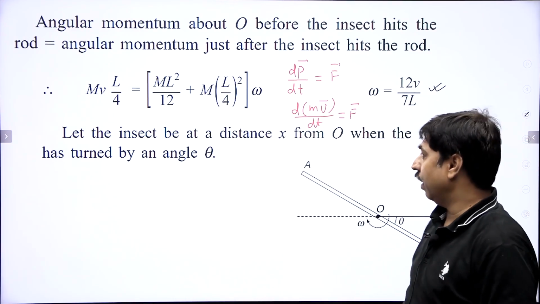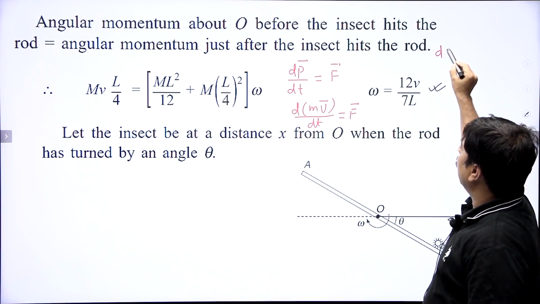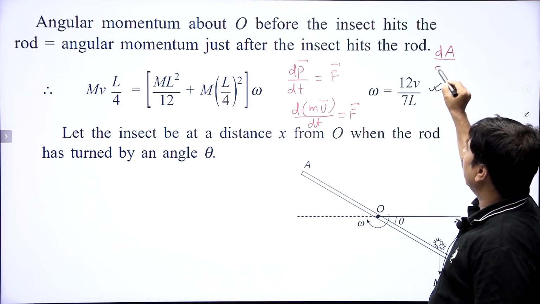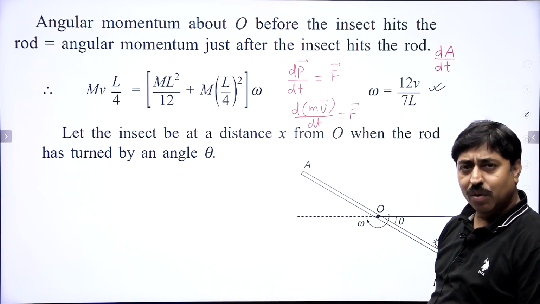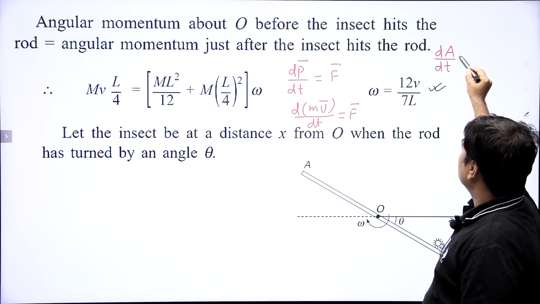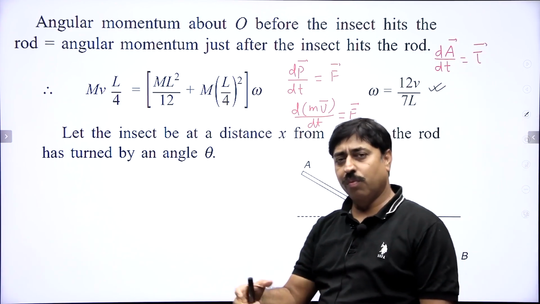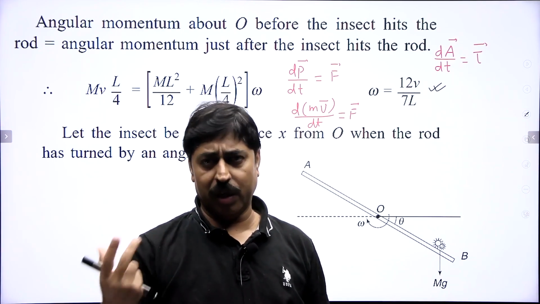In a very similar way, this equation, rate of change of angular momentum, I am writing angular momentum as a, because here L is the length of the rod, so I will write it as a. So rate of change of angular momentum of the body is equal to net external torque acting on the body. This is true for a single body, and it is true for a system comprising multiple objects.